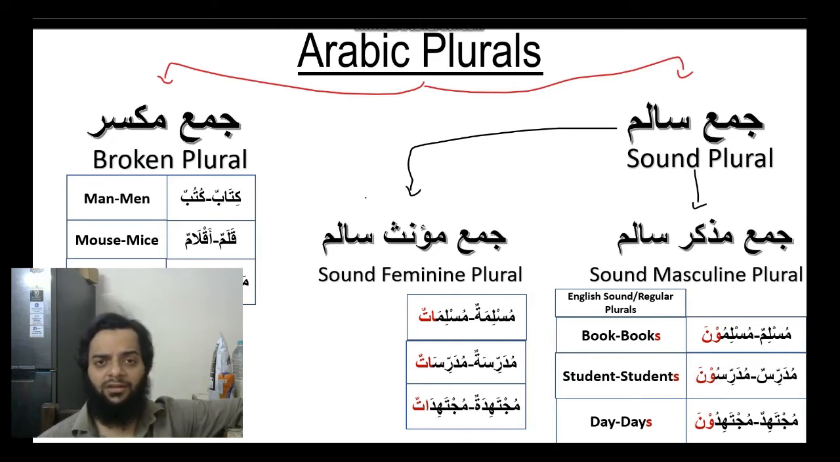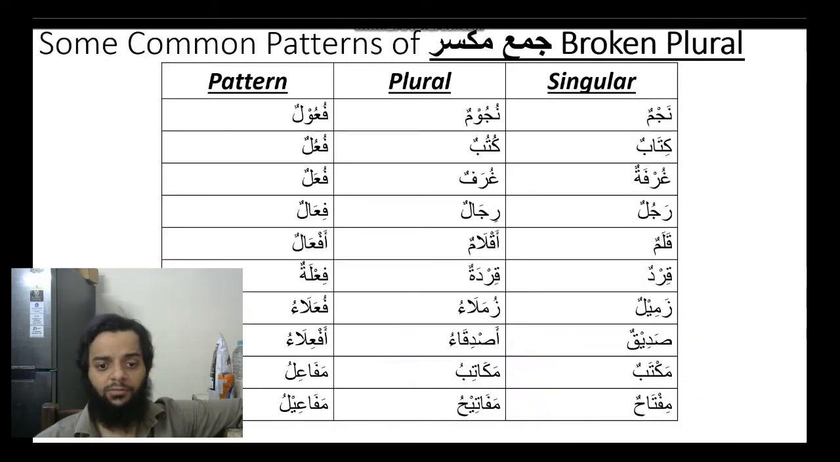So the thing is, there is basically no absolute principle. Okay, the best thing which you can do is whenever you are learning a noun, you should also learn its plural. Okay, some of the most common patterns upon which broken plural are made are these. Okay, so you can memorize these patterns or you can just read it few times, and whenever you see a plural, then you can say that it is on the pattern of fu'ulun or fu'alun. Okay, so these are some of the patterns of jama mukassar.